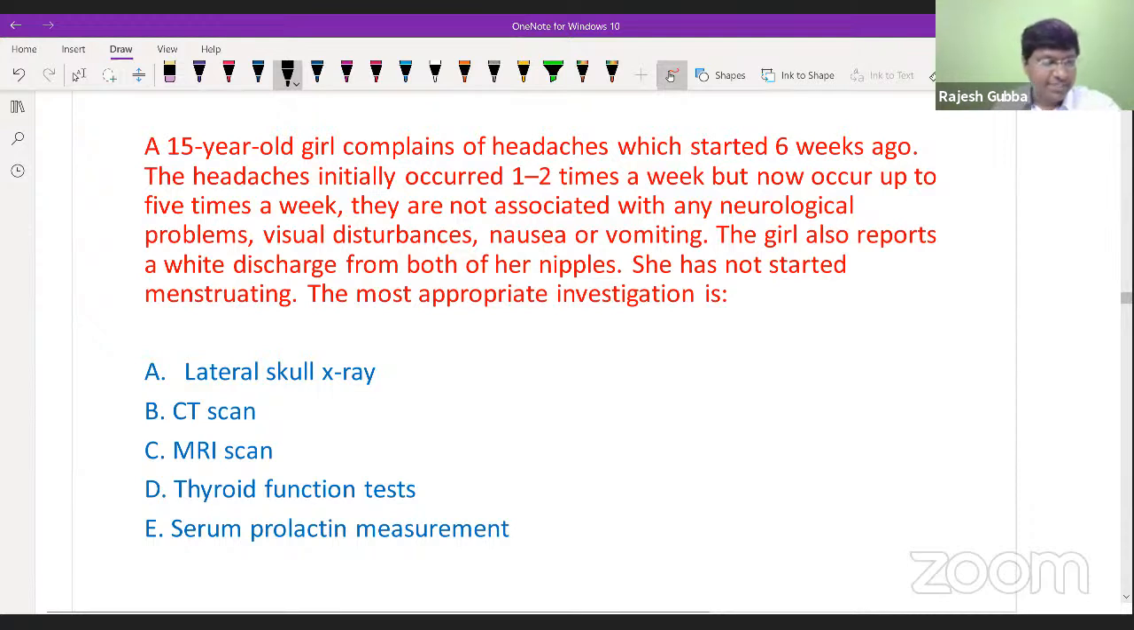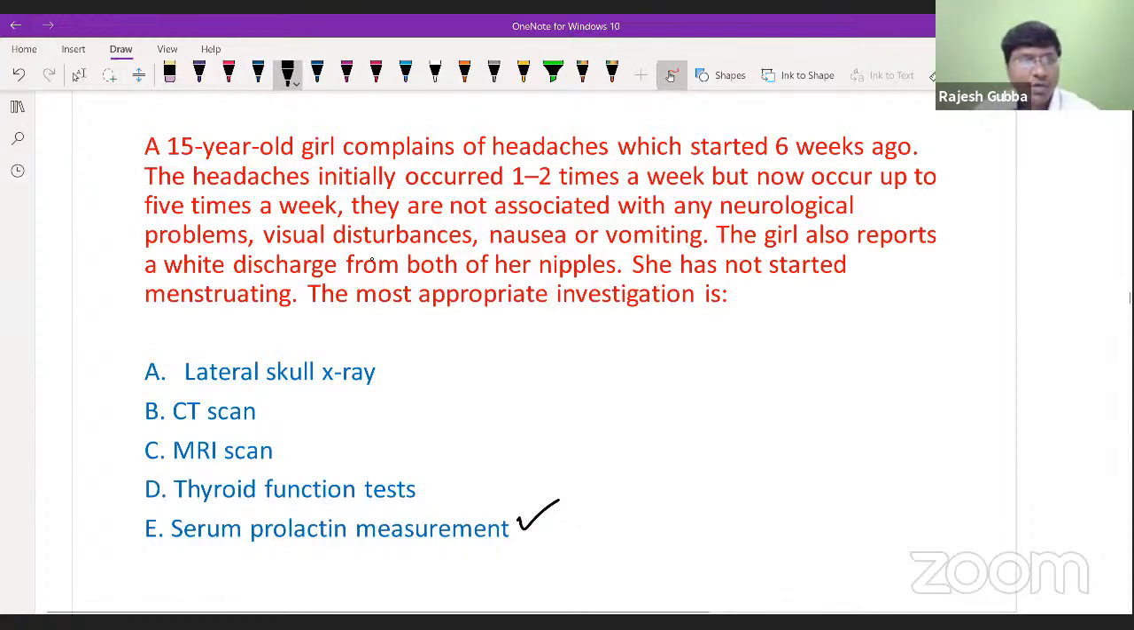Okay, so I'm waiting for the answer. Who will be the first person to answer this question? Let me see. Very good. So Chandia has answered this. Very good, Chandia. And even Sankar Deepo also have answered. The answer is serum prolactin measurements.